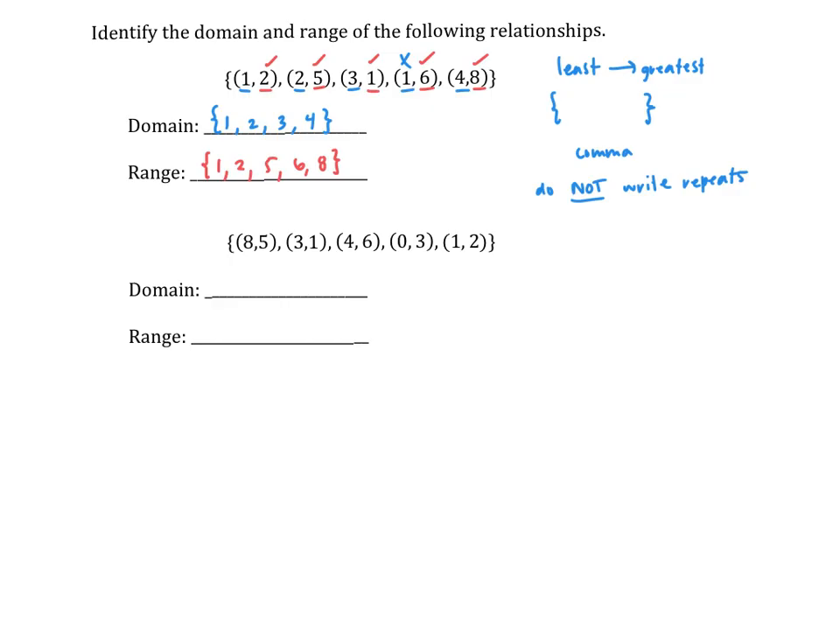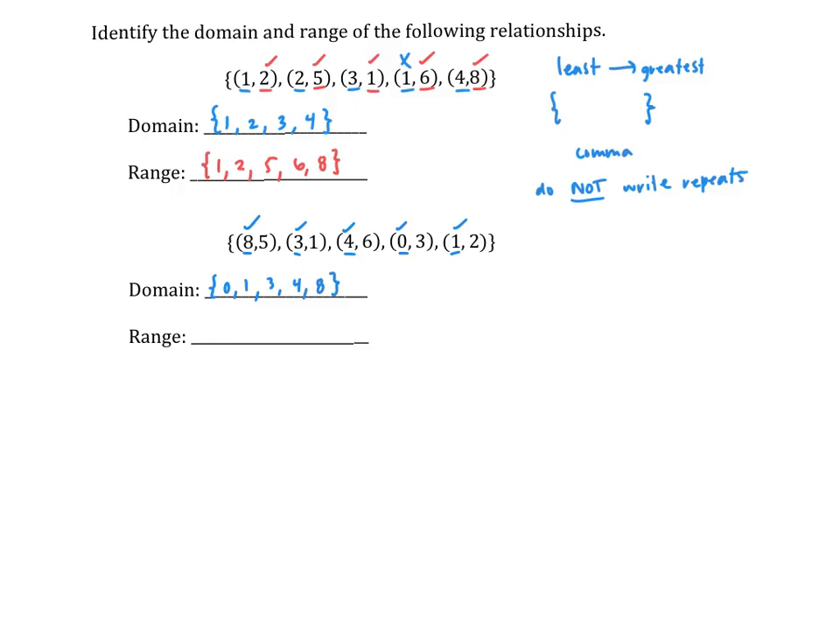So the domain, again, if I look at the first numbers, I could even underline them if I wanted. I see 8, 3, 4, 0, 1. No repeats, so that's good. So I'm going to write least to greatest. So here I go, 0, then a 1, then a 3, 4, and then an 8.